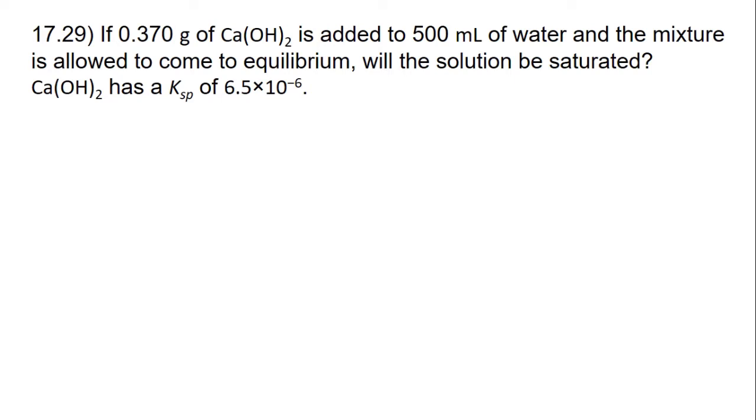So basically what we want to do is look at the equilibrium for calcium hydroxide. That can break down into calcium 2+ and 2 hydroxides. We want to see what the concentration is, if our KSP for this reaction is calcium times hydroxide squared. Does this mass of calcium hydroxide give us a concentration, and given that concentration, what is that in relationship to our KSP?